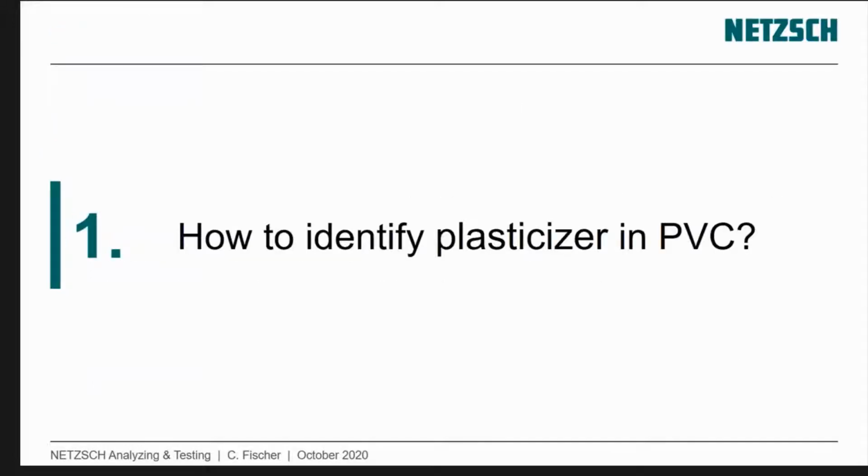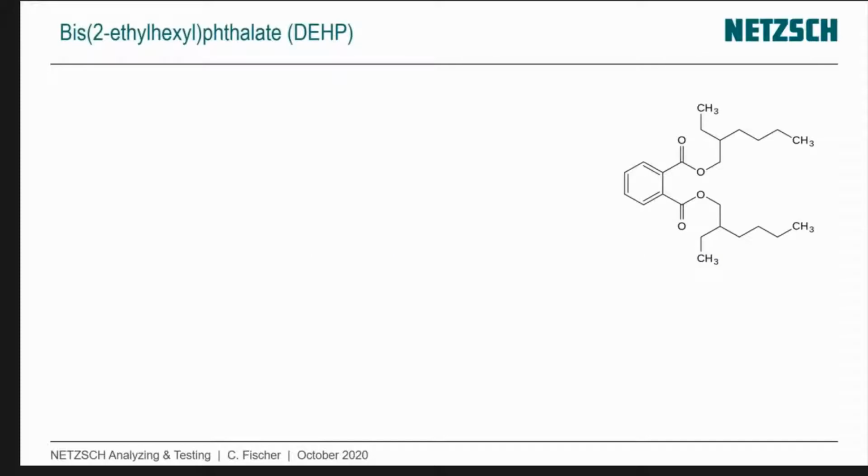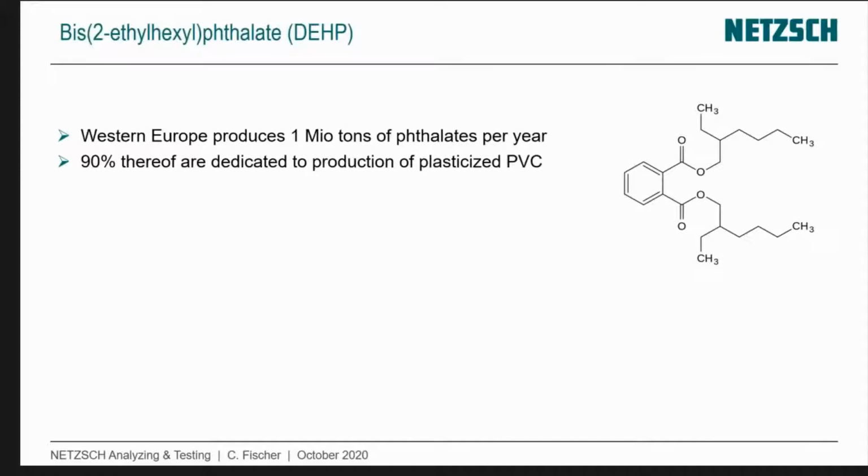So we directly start with question number 1. How to identify plasticizer in PVC? One of the best-known groups of plasticizers is the group of phthalates. DEHP is one important member of this group. Western Europe produces 1 million tons of phthalates per year. 90% thereof are dedicated to the production of plasticized PVC.